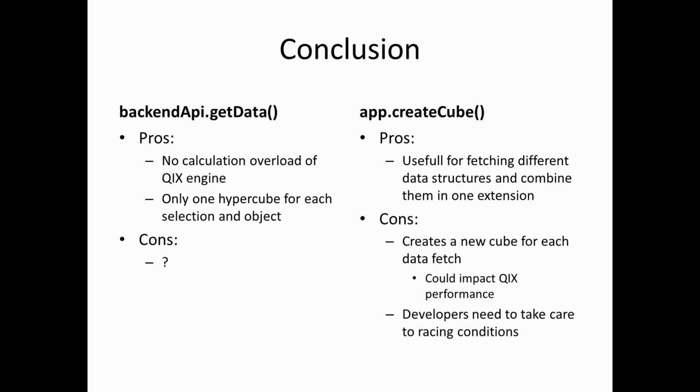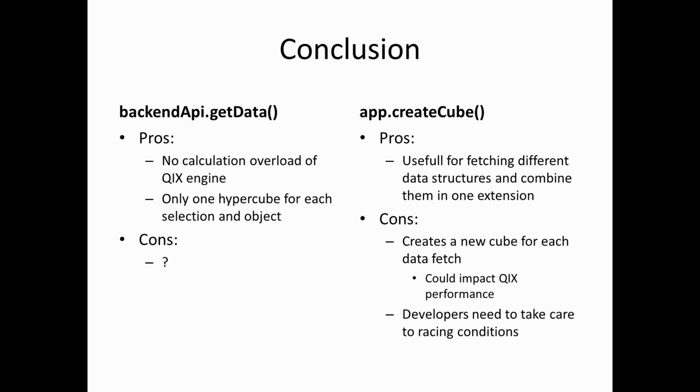And what are the cons of the getData method? For now, I don't find any. There are no real contras of using the getData method. And what about the createCube function? There are some pros. It's very useful for fetching different data structures and combining them in one extension.